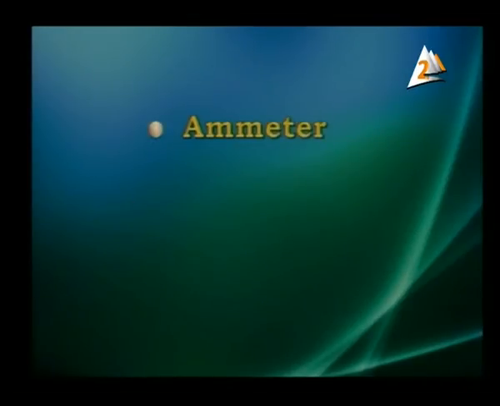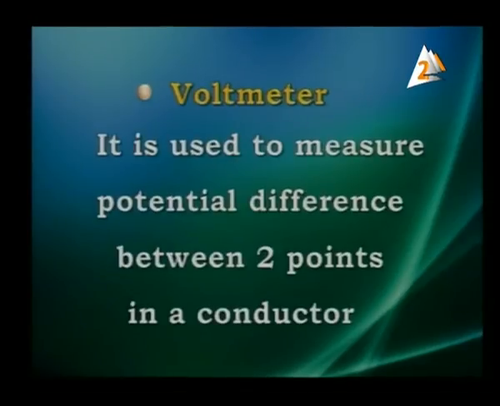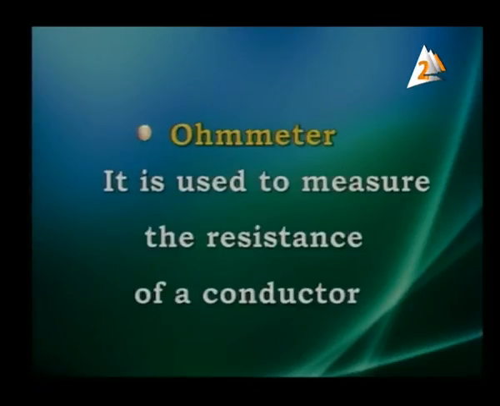After that, the ammeter. What is the function of the ammeter, or what are its uses? It is used to measure the current intensity. It's very easy to know this one. Let's go to see another one. Voltmeter. It's clear for us. It measures the potential difference between 2 points in a conductor. And after that, we have the ohmmeter. The ohmmeter is used to measure the resistance of a conductor that we know before.